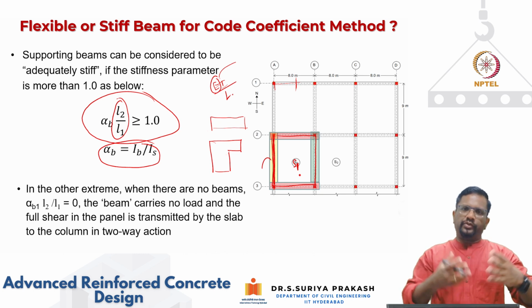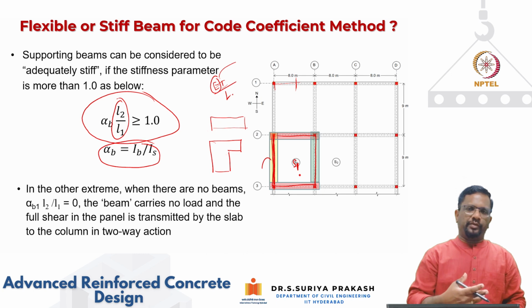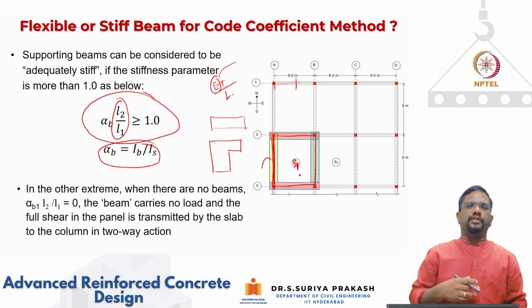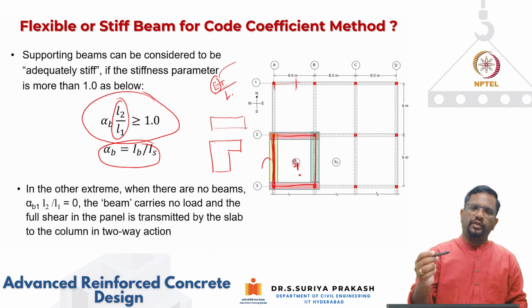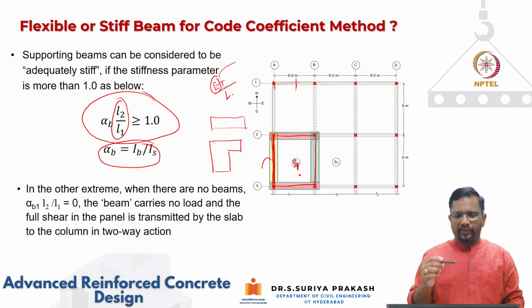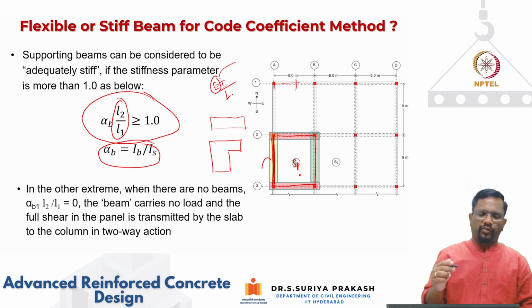But if the beams are also deflecting, there is going to be an interaction between the slab and the beam, so we have to consider that interaction in the analysis. The code coefficient method does not include these interaction effects. That is the reason you have to make sure that the slab panels are resting on stiff beams or walls before using the code coefficient method.